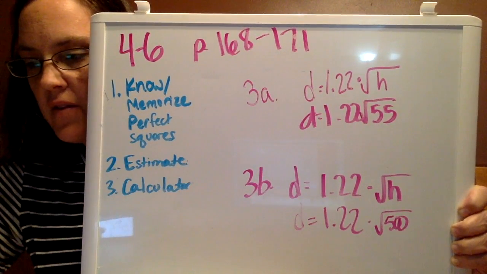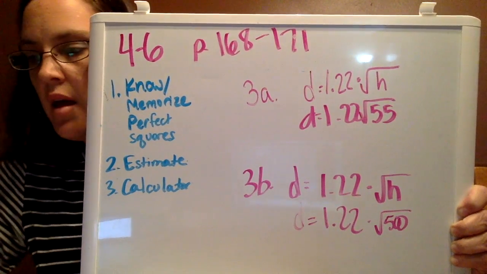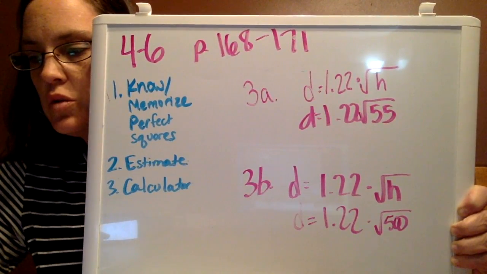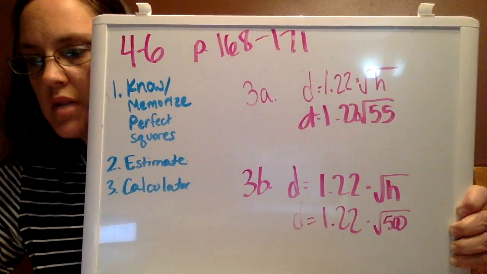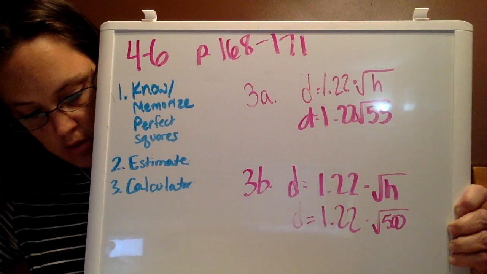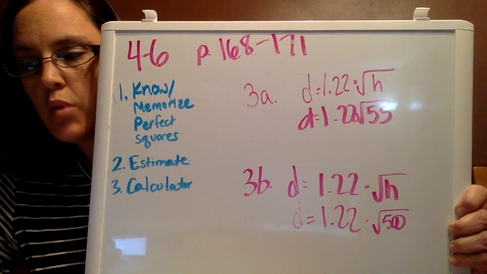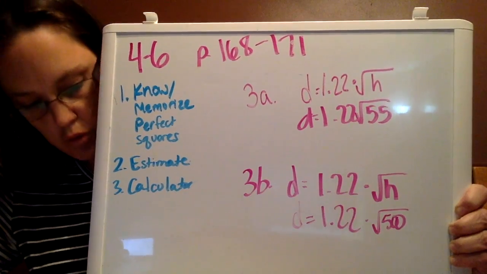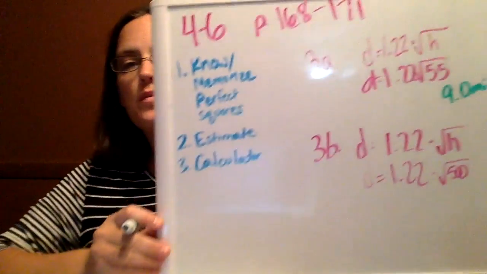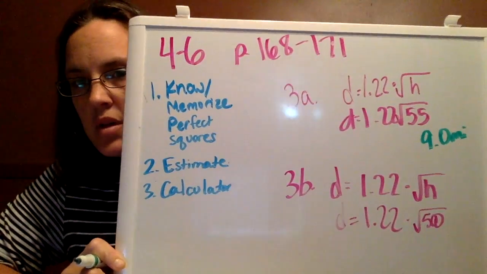So on my calculator, I'm going to take 55 and then hit the square root sign, and then multiply it by 1.22, and I get 9.0477, and it says to round to the nearest tenth of a mile, so 9.04 rounds to 9.0 miles. For these types of problems, you definitely want to use a calculator because you can do the square root of 55 by hand, but it's kind of a tedious process in my mind. So using a calculator in this case is definitely a valid strategy. So on 3a, the answer is 9.0 miles.